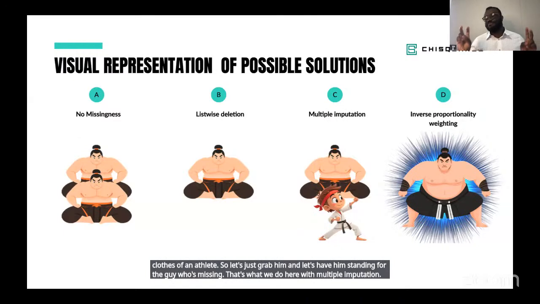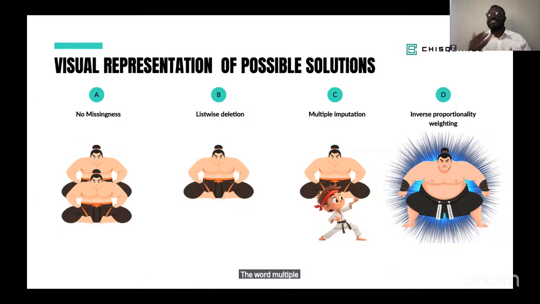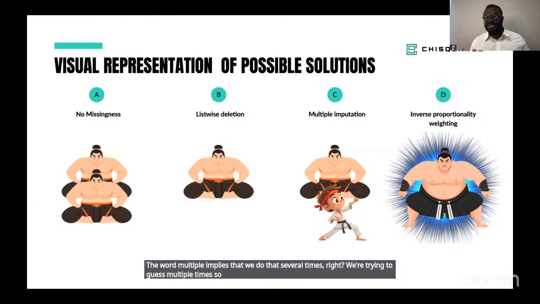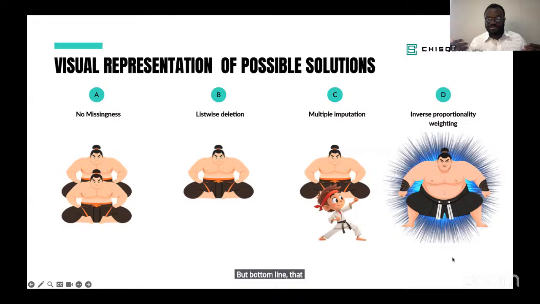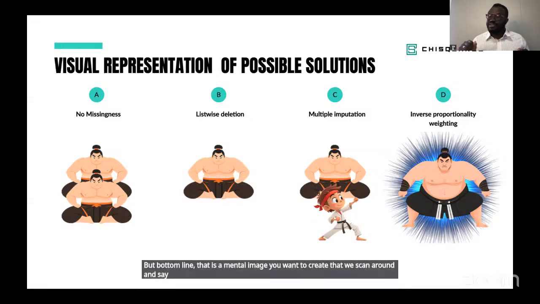The word multiple implies that we do that several times, right? We're trying to guess multiple times so that we can average them out and see who is the best candidate to replace this guy that is missing. But bottom line, that is a mental image we want to create, that we scan around and say, okay, this guy looks the closest to what we think. Obviously, we don't know who is missing, but we're saying this guy is most likely the closest person. So let him come and stand in for the missing guy.